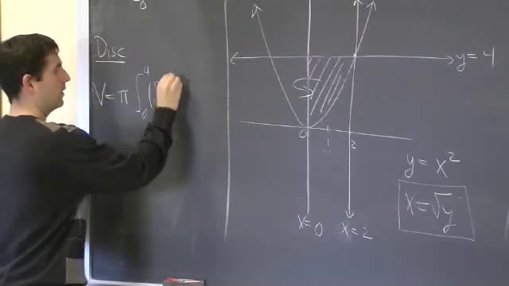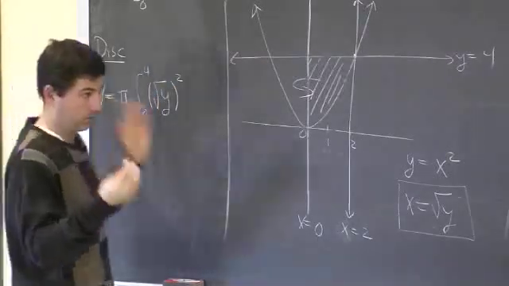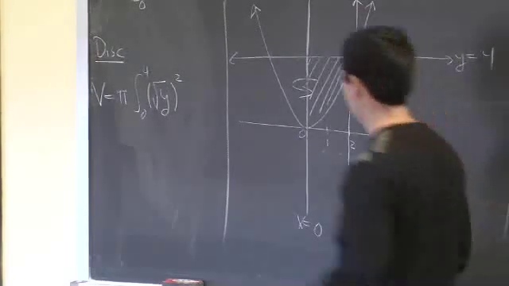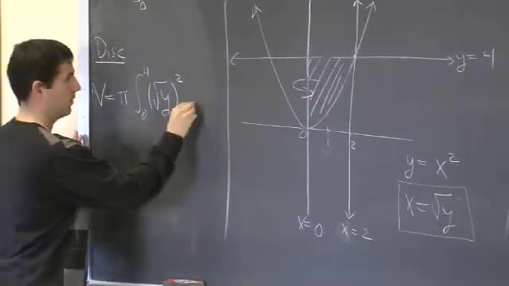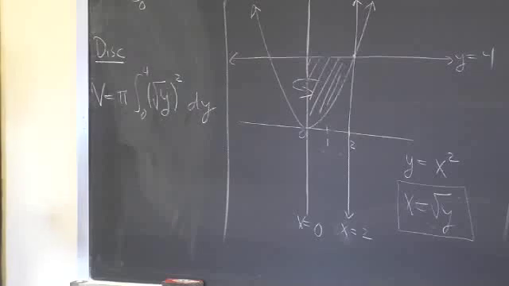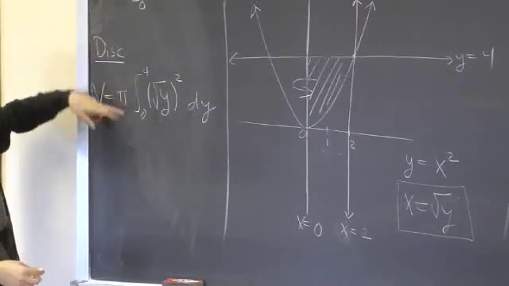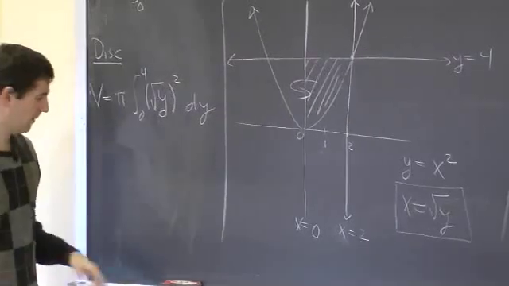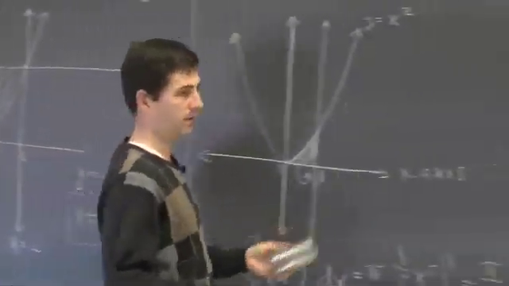And then we have to square it, because that's what we're supposed to do in the disk situation. You take your function and you square it. It comes from pi r squared. Pi times the function squared, and then we integrate with respect to y, because everything's y. So those are our two integrals, and they don't look like they're the same thing, do they? Maybe we should figure them out.